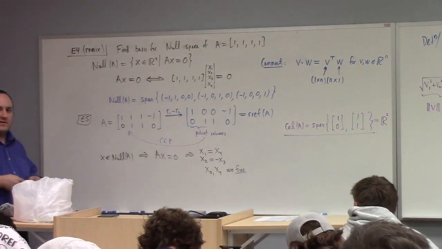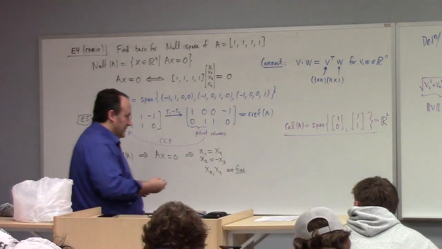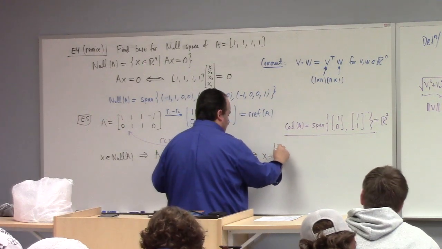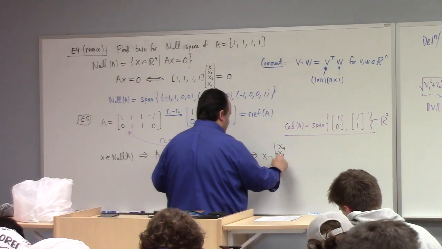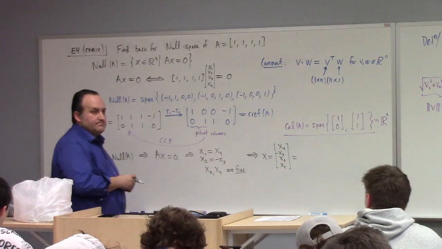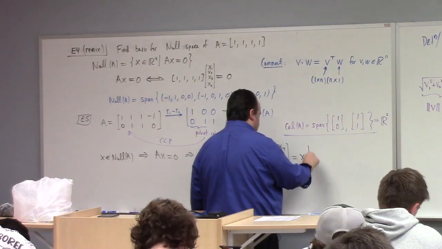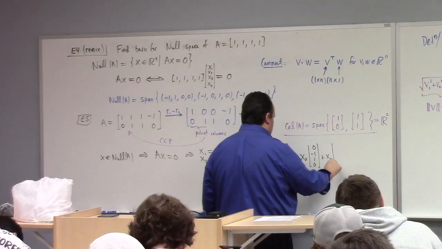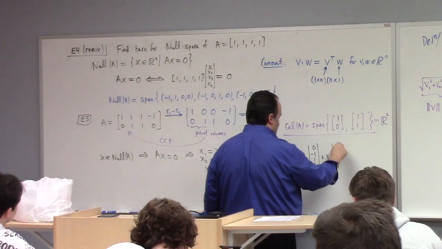But that's not the answer, because we're trying to find a basis for the null space. So this tells me that X has the form what? It's got X4 for X1. It's got minus X3 for X2. It's got X3 for X3, and it's got X4 for X4. All right? So then I can factor out the parameters. This gives me X3 times (0, minus 1, 1, 0), plus X4 times (1, 0, 0, 1), apparently.